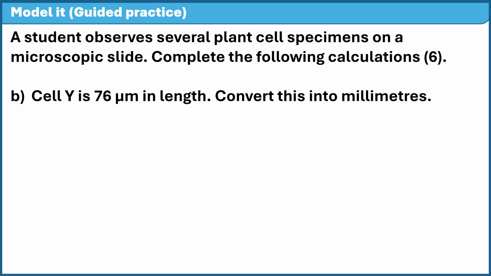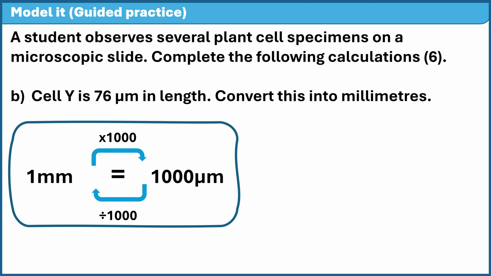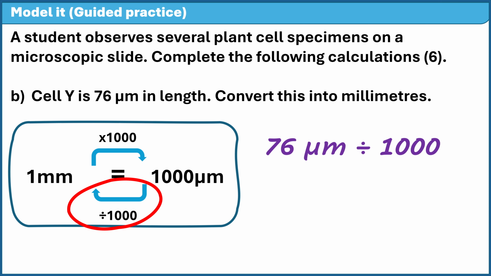Let's try the next question. B. Cell Y is 76 micrometers in length. Convert this into millimeters. Again, recall step 1 is to identify the direction of your conversion. We are converting to millimeters, a bigger unit, so we'll need to divide by 1000. Step 2 is then to complete your calculation. Originally, we had 76 micrometers, and to convert that into millimeters, we will divide by 1000, which will give us an answer of 0.076 millimeters, including the units.